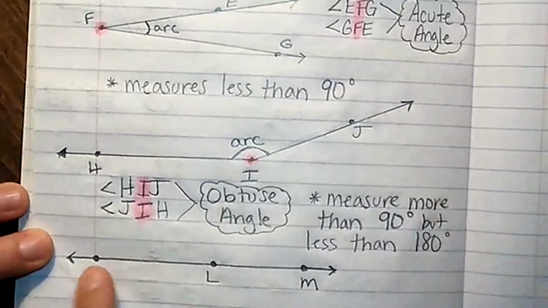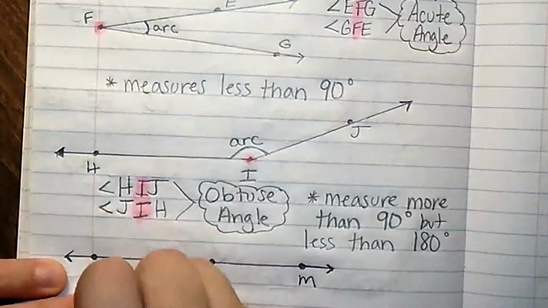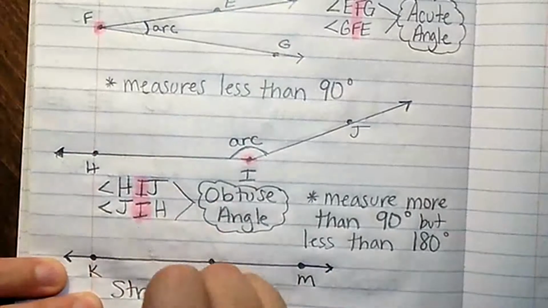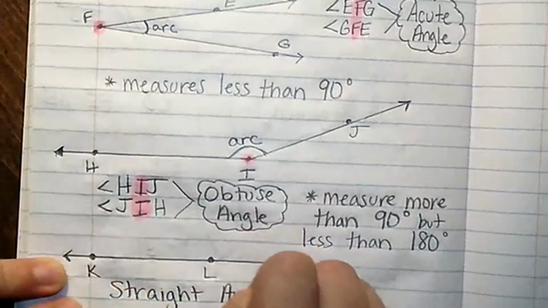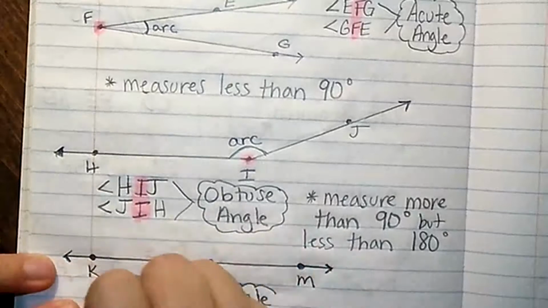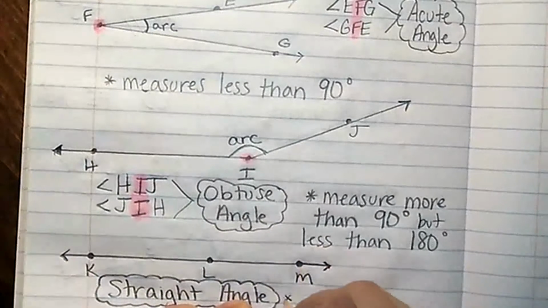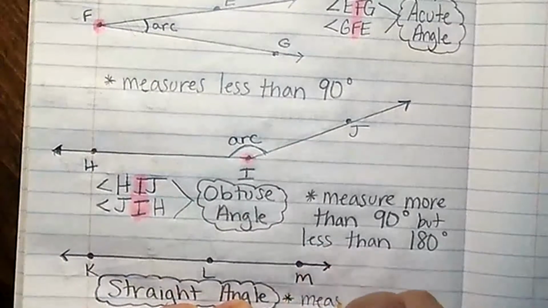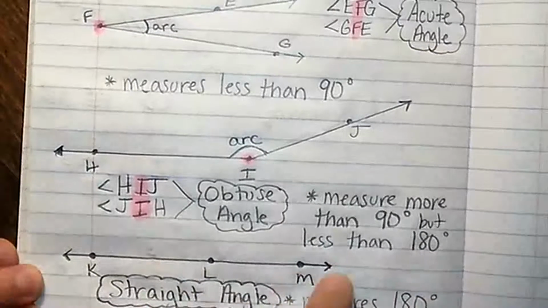It's an angle because there are 3 points, and they call this a straight angle. It's our 4th type of angle, a straight angle. And a straight angle measures exactly 180 degrees. That's a full straight line.